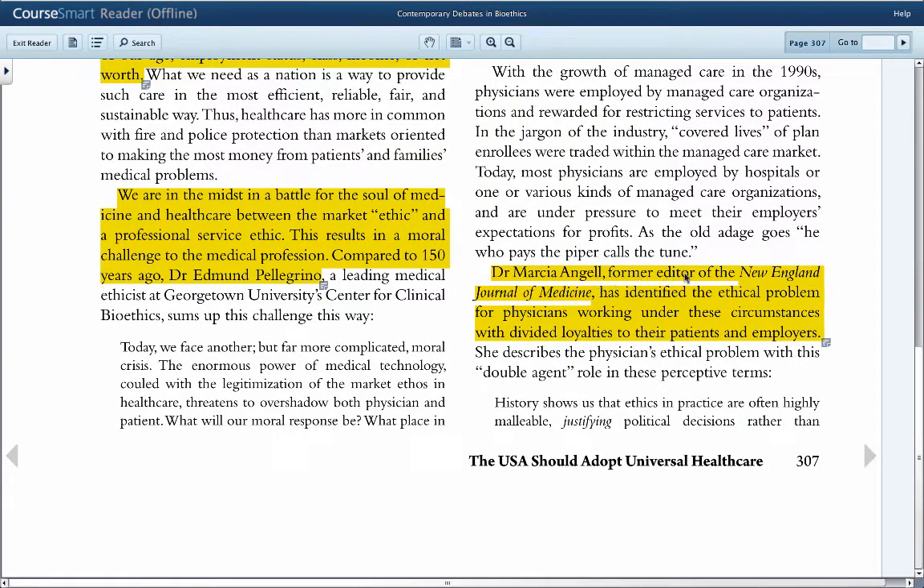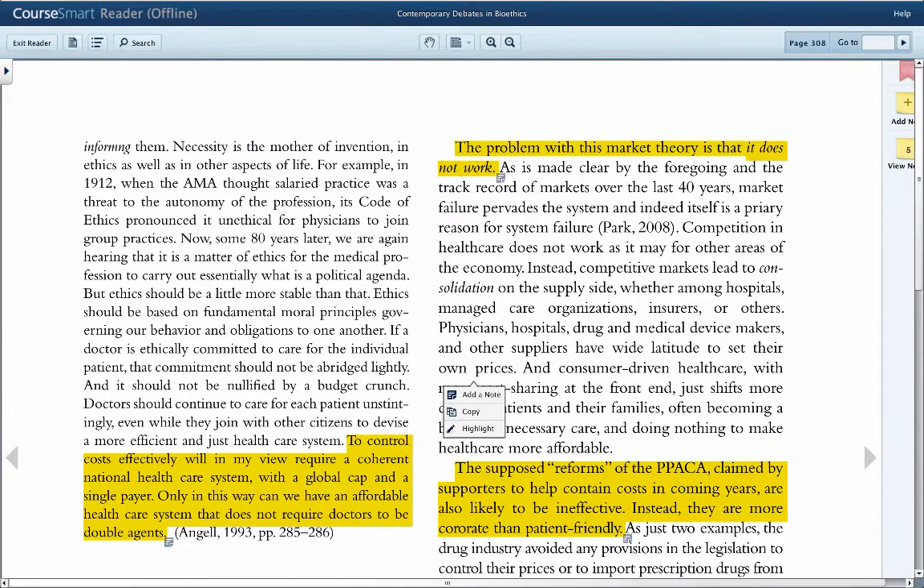Marcia Angell, former editor of the New England Journal of Medicine, talked about some ethical problems for physicians working under these circumstances. These physicians, she claims, have divided loyalties, on the one hand to their patients, but on the other hand to their employers. They are kind of like double agents in this respect. It's hard for them to do their job well towards one group of people because they're serving another.